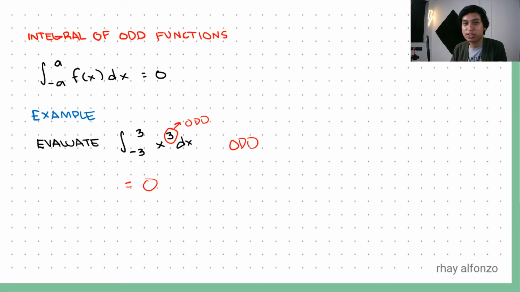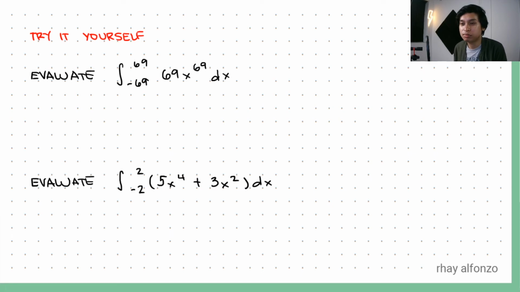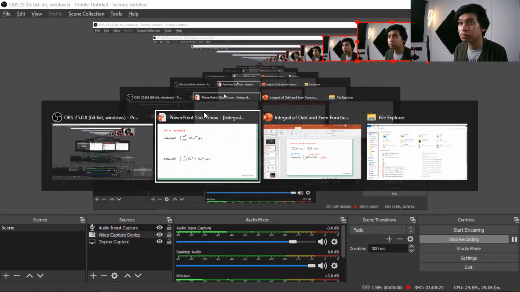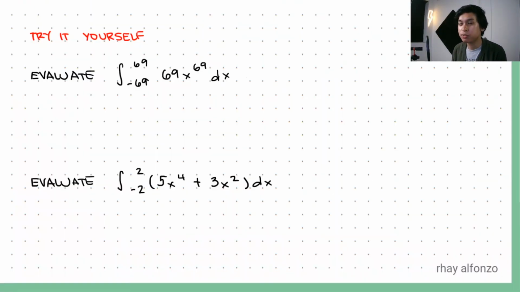So now it's time for you to try it yourselves using these examples. So the first one is an odd function, and the interval is symmetric as well, from negative 69 to 69. Therefore, the result here is just 0.